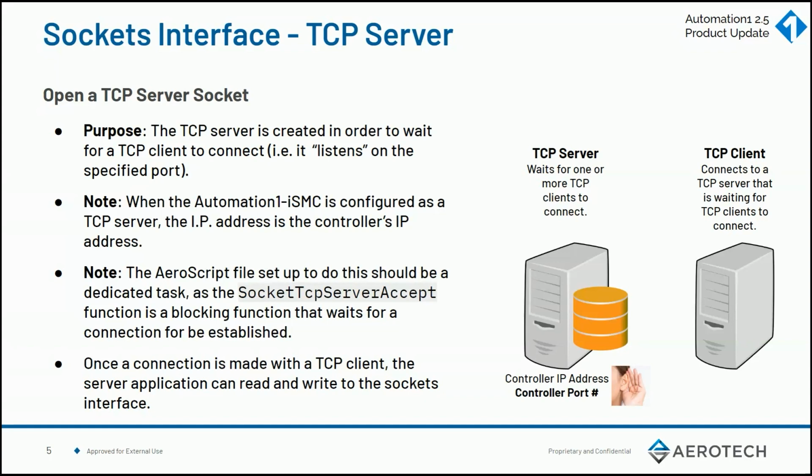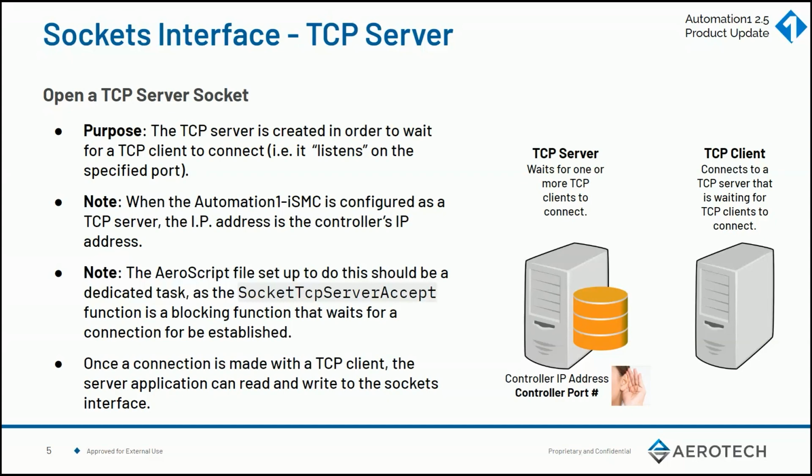When the Automation1 ISMC is configured as a TCP server, the IP address is the controller's IP address. The AeroScript file is set up on a dedicated task, and the program function socket TCP server accept is used. It is a blocking function that waits for a connection to be established. Because you're using a blocking function on a task, you shouldn't use this task for other functions such as motion control. Once a connection is made with a TCP client, the server application can read and write to the sockets interface.